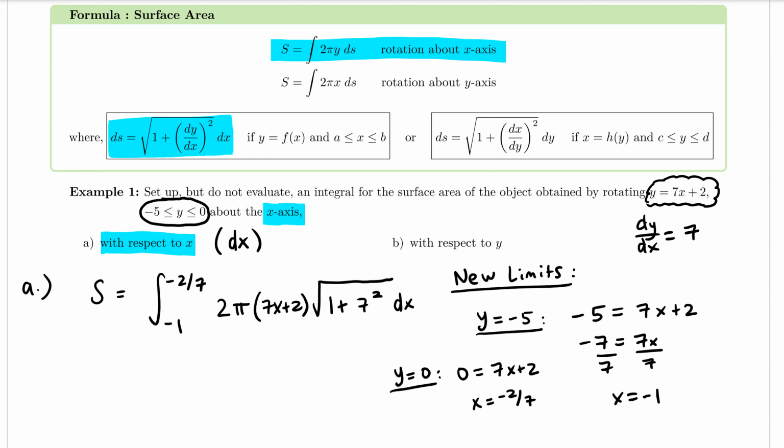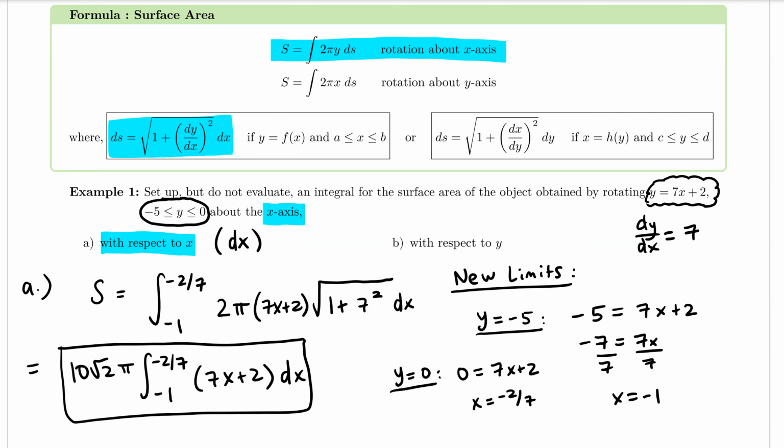Let's go ahead and do some simplification with that. So 1 plus 7 squared is equal to 50, and I can simplify the square root of 50 and turn that into 5 root 2. And if I multiply that with the 2 pi, that's going to be 10 root 2 pi, and I'll factor that outside of my integral. And then inside we have 7x plus 2 and then dx. So this is our answer for part A.